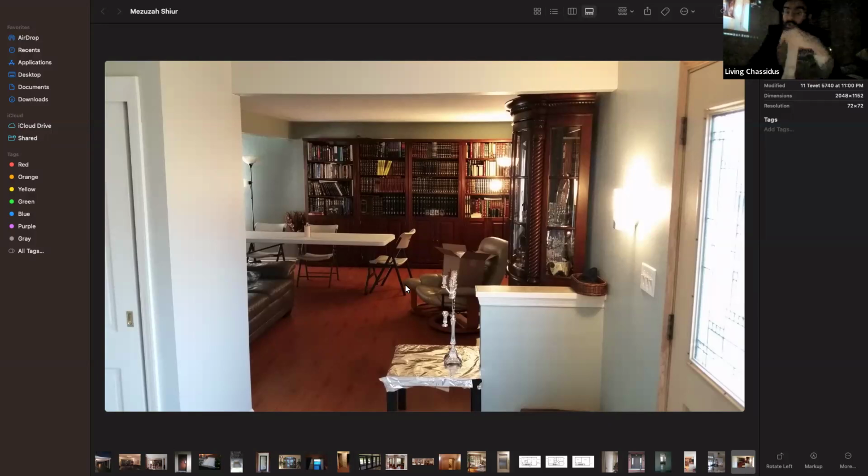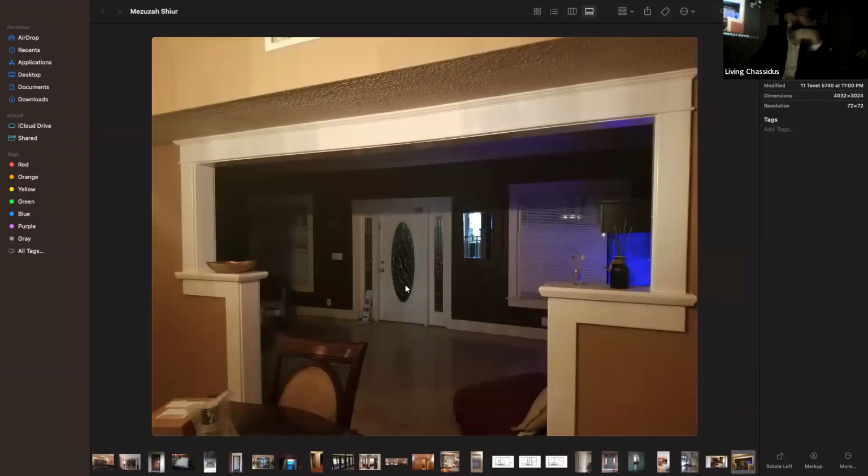Over here, there's no doorpost. Over here, it's flush in the wall, so I don't think it needs a mezuzah. Yeah, it's flush in the wall. Flush. You like that word? It's a new word. Okay, good.